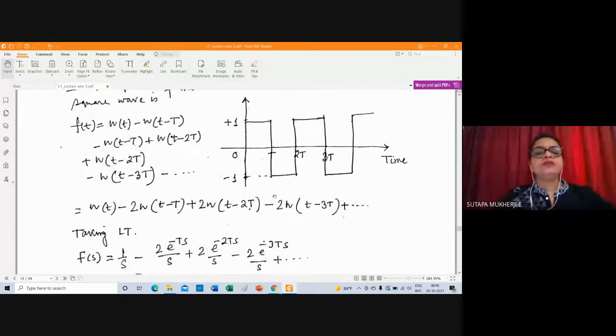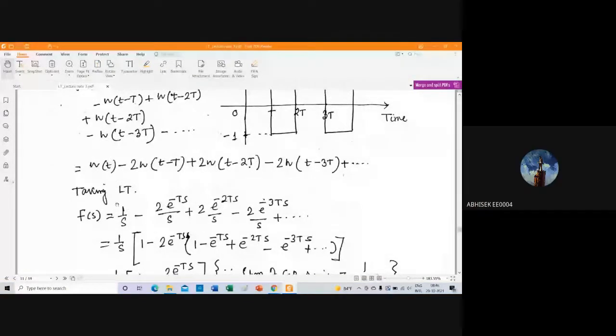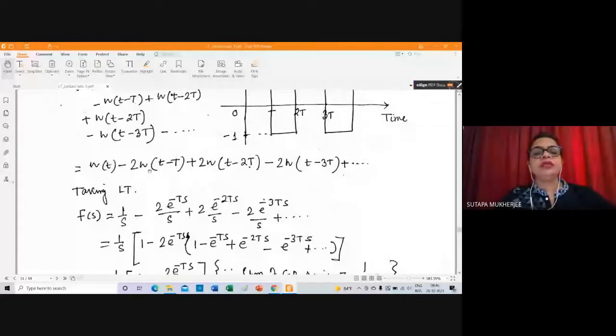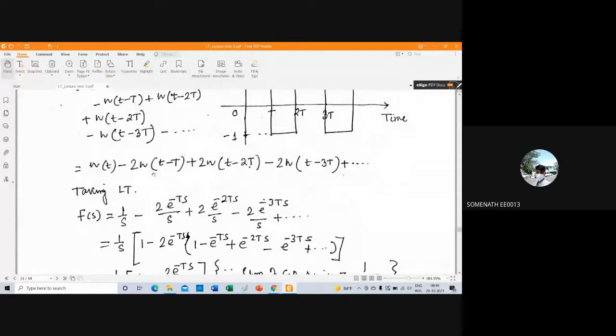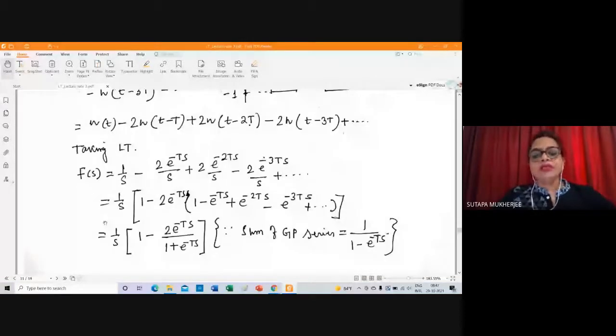Okay, now take the Laplace of this one. What is the Laplace of ut, Abhishek? 1/s. Then what is the Laplace of shifting function ut minus t? Because of ut, it will be 1/s, and what is the contribution of e to the power minus ts? Yes, e to the power minus ts. Again e to the power minus 2ts by s. Again e to the power minus 3ts by s. So take the common 1/s. If you take the common 1/s from this equation, what you will get?